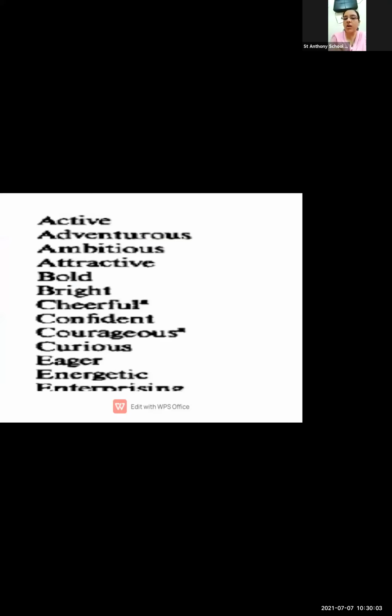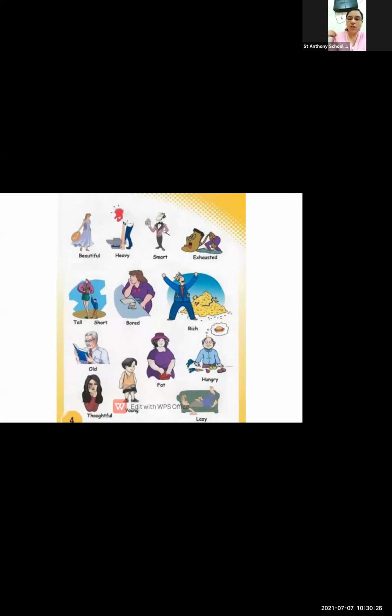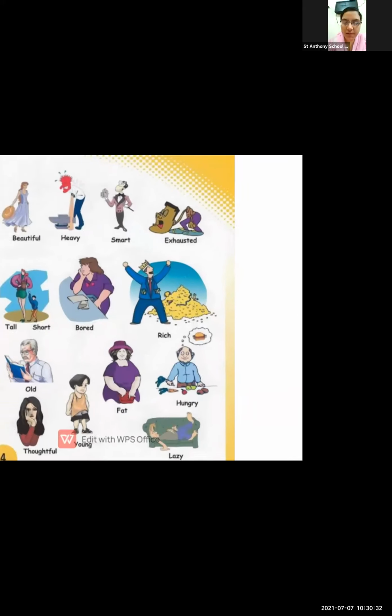Active. Rohan is an active boy. Adventurous. The place was so adventurous. Ambitious. Rohan is very ambitious. Attractive, bold, bright, cheerful, confident. These kinds of words you use for describing something, whether it's a person, place, animal, or thing. Now look at this picture, students.